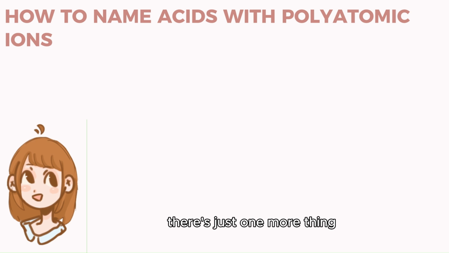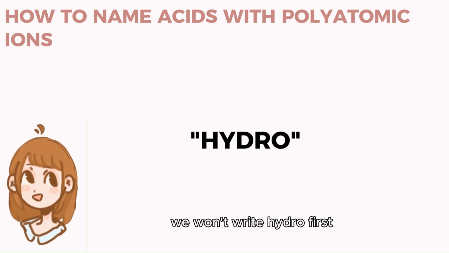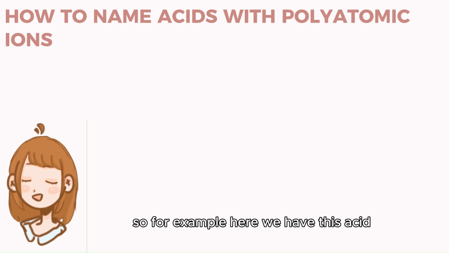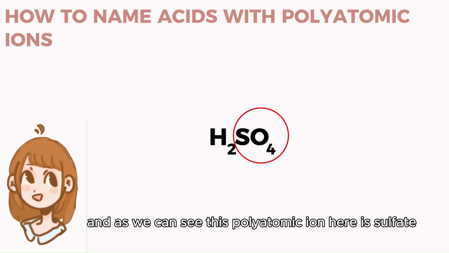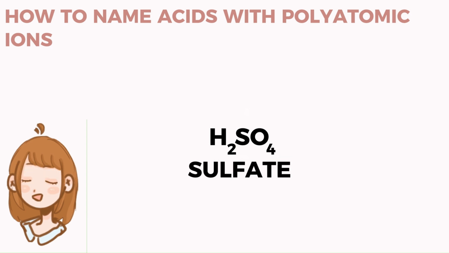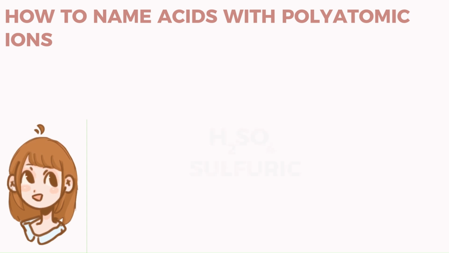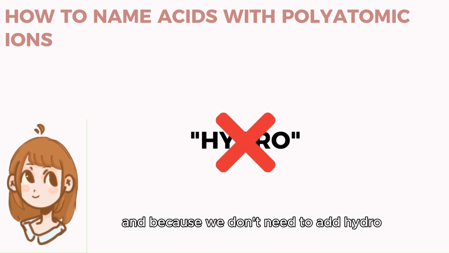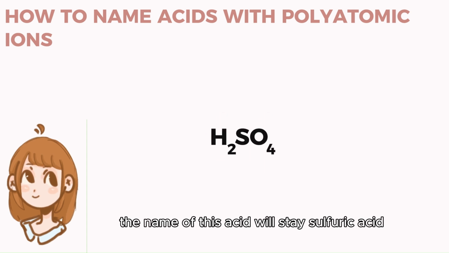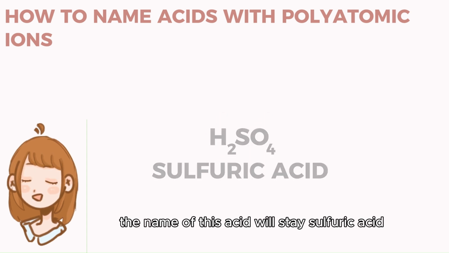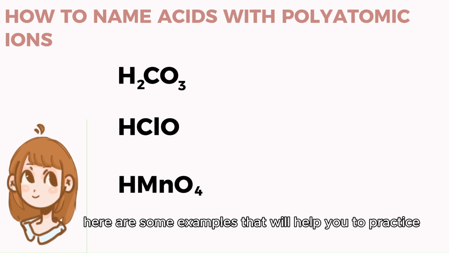There's just one more thing you need to know before naming acids with polyatomic ions, and that is that in this case, when we have polyatomic ions, we won't write hydro first. So, for example, here we have this acid, and as we can see, this polyatomic ion here is sulfate. Then because it ends with -ate, the name of sulfate will change to sulfuric. And because we don't need to add hydro at the start of the name, this acid will stay as sulfuric acid. Here are some examples that will help you to practice.